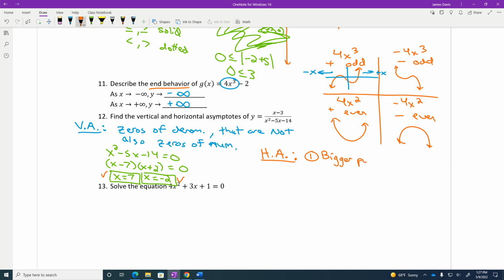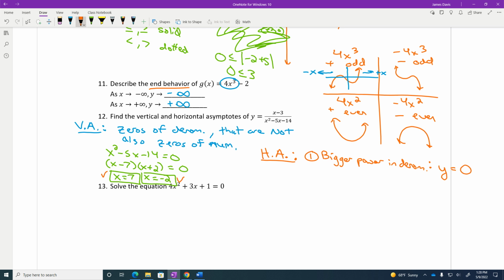Bigger power in the denominator. Anybody know what the asymptote is? It's going to be at 0. Whenever there's a bigger power in the bottom, it's always y equals 0. The reason why is because as you plug in big numbers into this function, the denominator gets bigger, and when you have a fraction, when the denominator is bigger, it goes to 0.